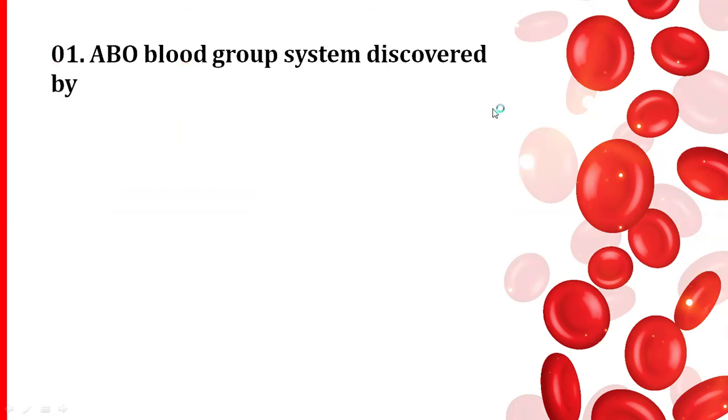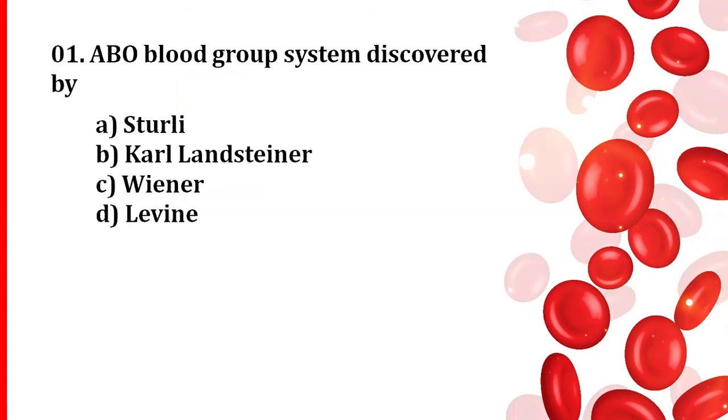First question, ABO blood group system discovered by option A, Sterling, option B, Karl Landsteiner, option C, Weiner, option D, Levine. Here, the right answer is option B, Karl Landsteiner. ABO blood grouping was discovered by the scientist Karl Landsteiner. And Alexander Wiener discovered the RH factor along with Karl Landsteiner.